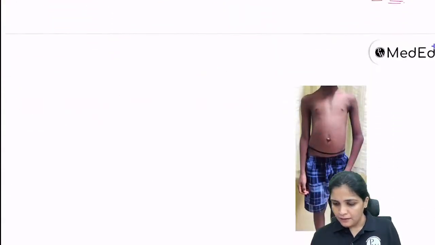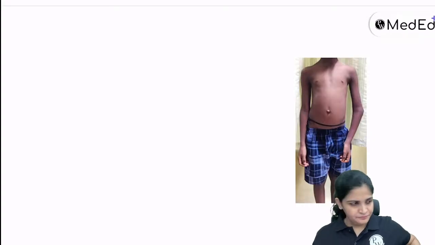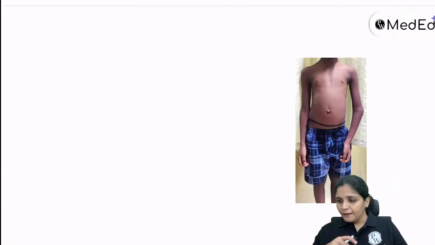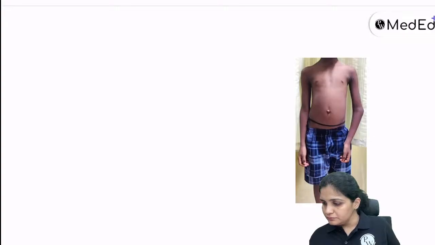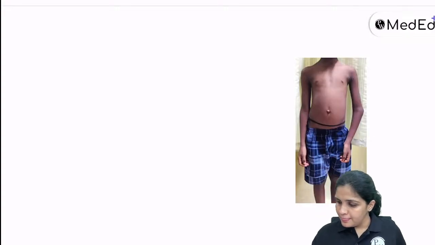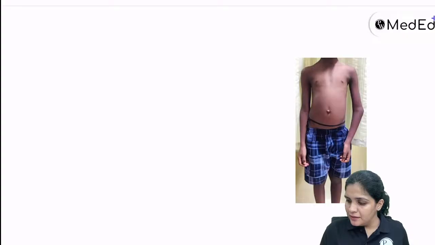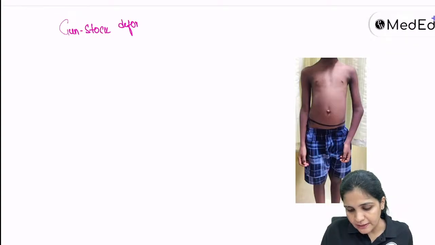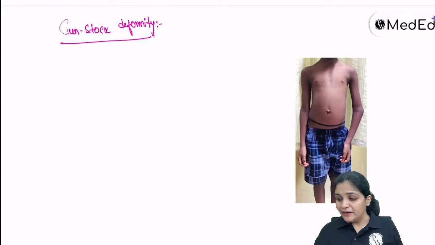Okay, now what is this? Yes. What is this condition? Very good. So this is the Gunstock deformity. Gunstock deformity, very, very important.